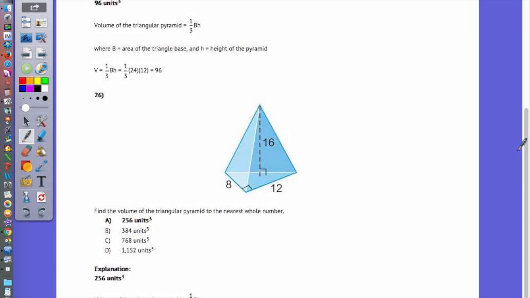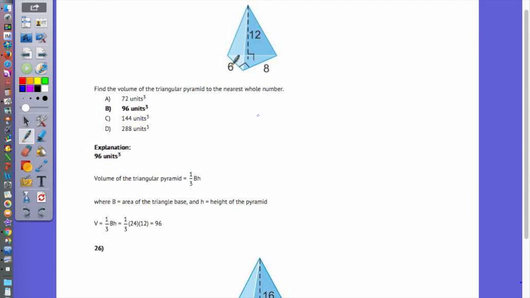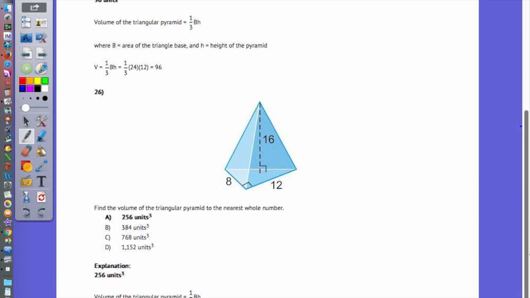26. 8 times 12, whatever you get, divided by 2, times 16, divided by 3. 768. 256. There you go. 8 times 12 divided by 2 is the area of the triangular base. Times the height, which was 16. Divided by 3. Because it has a pointy top. Anything that has a pointy top is divided by 3. Okay.